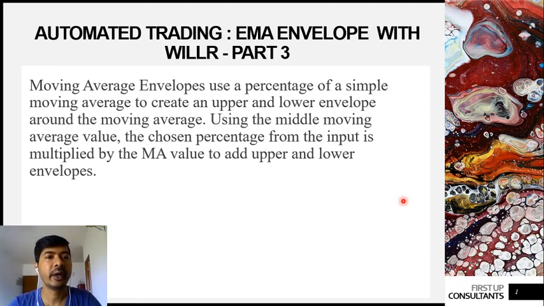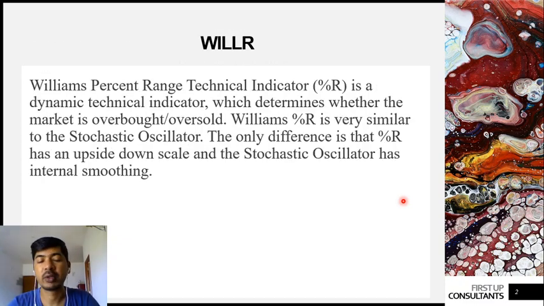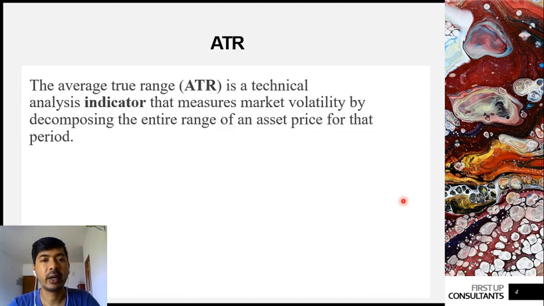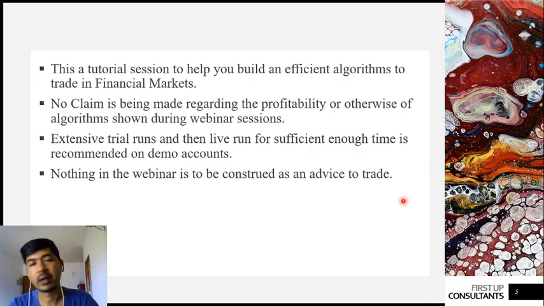Myself Vaibhav. In today's session of automated trading, we are continuing to work with the system which we have developed in the last two trading sessions. This is basically a combination of the EMA envelope with Williams R, and to further optimize our entry and exit points, we are also using the min-max and the ATR system. I hope you are well familiar with the functionalities of the indicators which we are using in our session. So there is min-max, ATR, and here is the standard disclaimer.